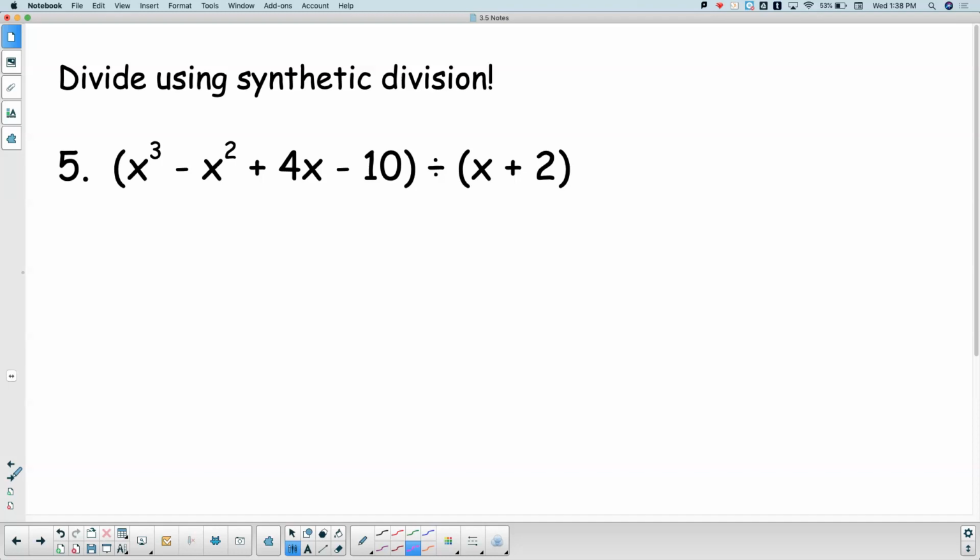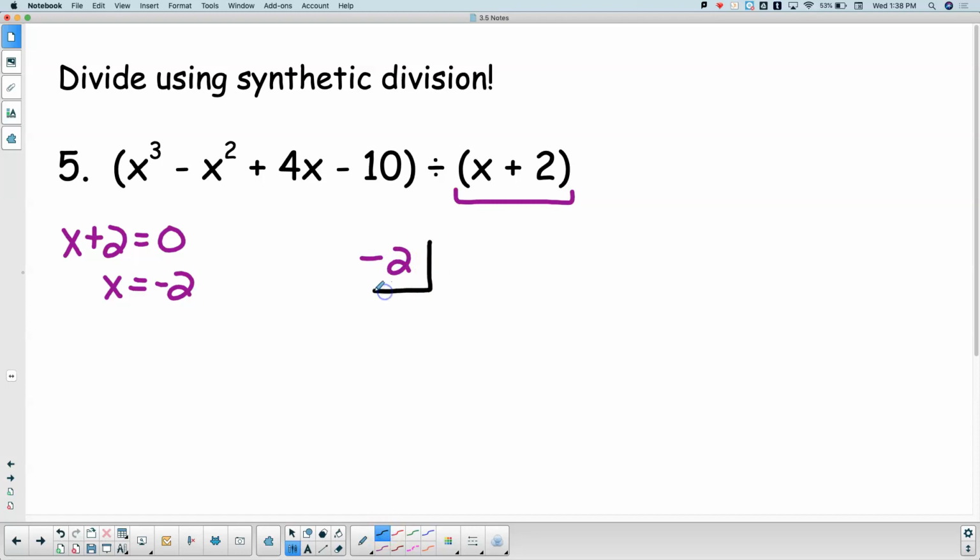First stop, second stop, or third stop? Why? It just says straight up divide. So we're just going to divide it. Okay? So the first thing that we do is we look at what we're dividing by. We set that equal to 0. And we solve. That gives us our 0, if you will. Okay? So I put that on the outside. On the inside then goes 1, negative 1, 4, and negative 10.